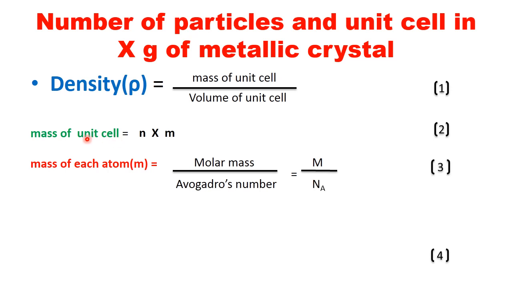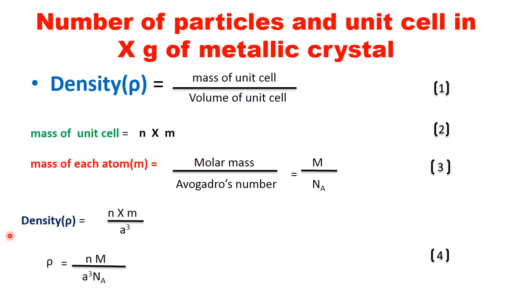Now substitute mass of unit cell from equation number 2 in equation number 1. So you will get density is equal to n into m divided by a cube. Now substitute m is equal to M divided by Na from equation number 3. So you will get n into M divided by a cube Na.